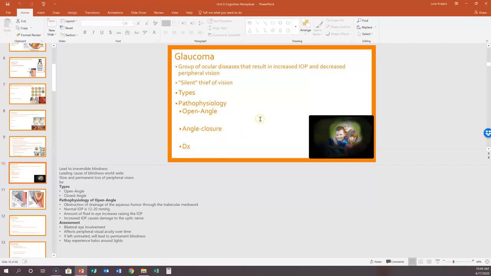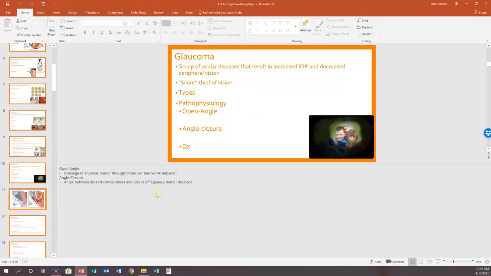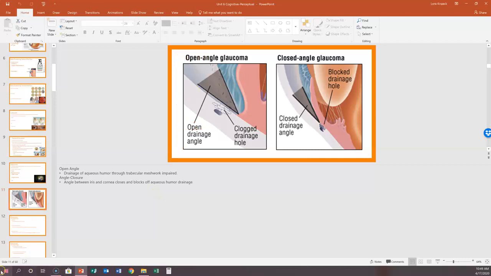There are two main types of glaucoma. You have open angle and angle closure. I've got pictures coming up that show what that looks like. So for glaucoma, we have the two different types, and here's a picture of those two different types. The open angle is more of the slower, insidious type. There's not really a structural change. You can see this angle between the iris and the cornea is still open, but there's an eventual clog that forms where fluid is supposed to drain.